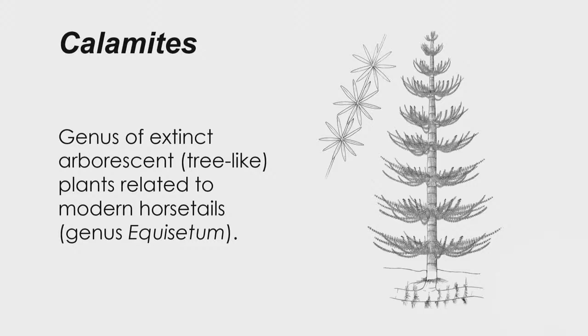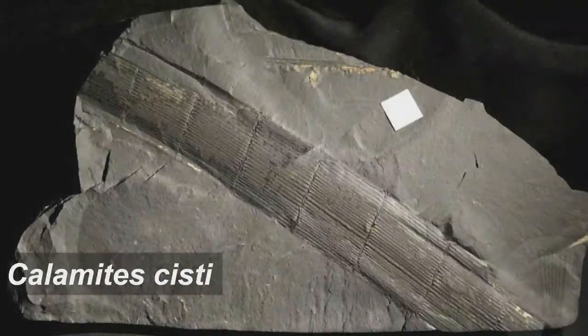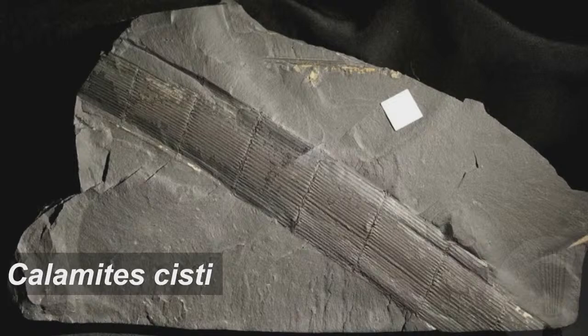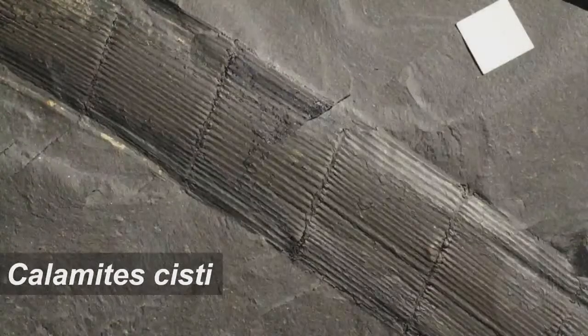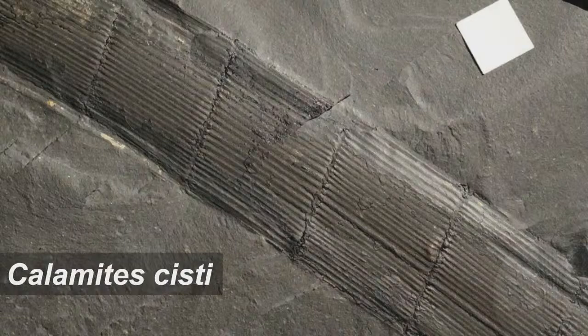So one of your ways to identify Calamites is by looking for these parallel lines and these that are segmented. So this is a Calamites cisti, a specimen from Poland, and some coal mines over there. A little bit closer up view.